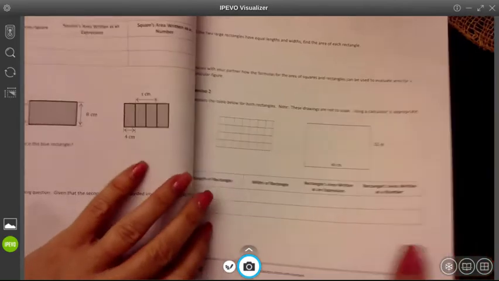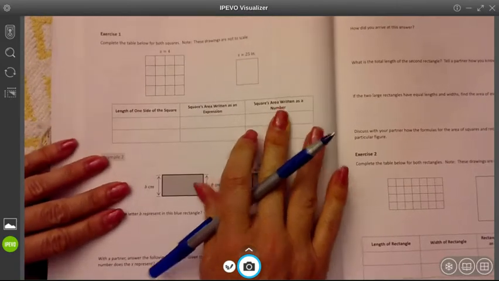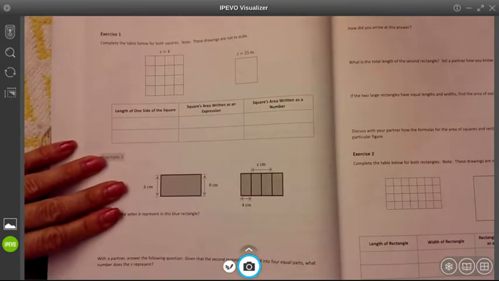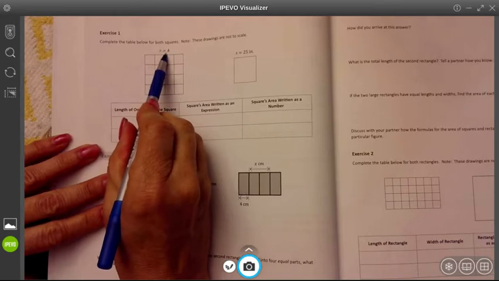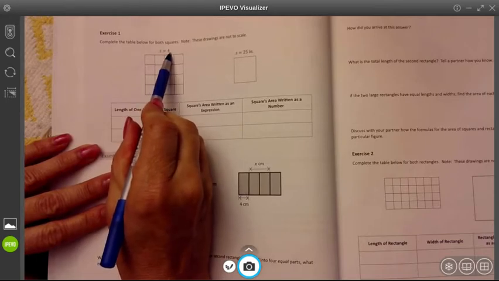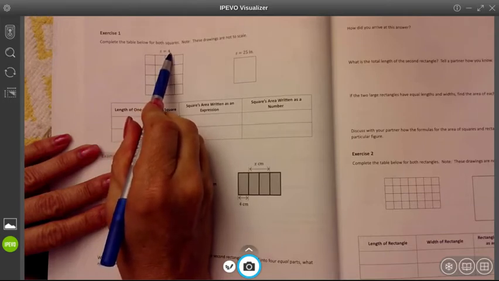Let's go to page 72. Example 1 says complete the table for both squares. Note these drawings are not to scale. So we'll start with this. Notice there's no units given here. There's no measurement, so it's just 4 units. So the letter S equals 4.